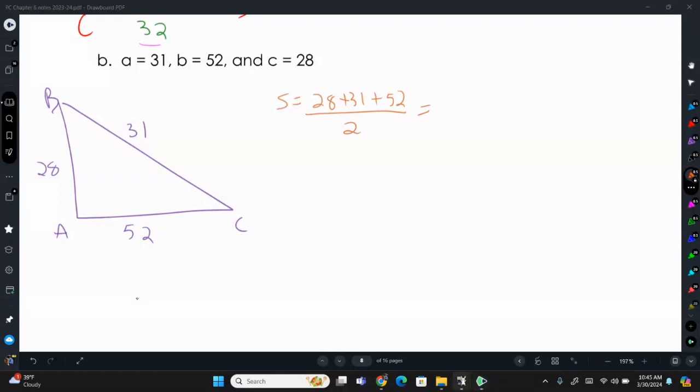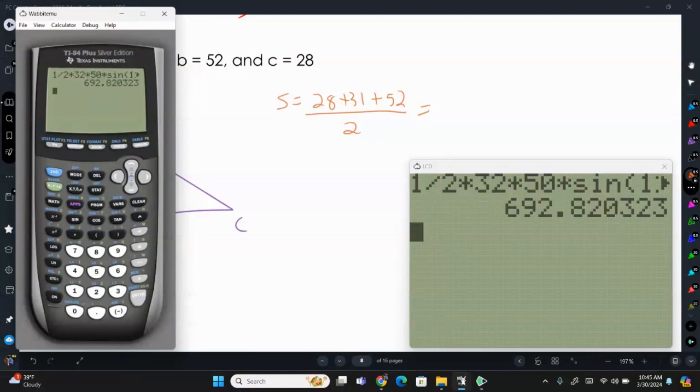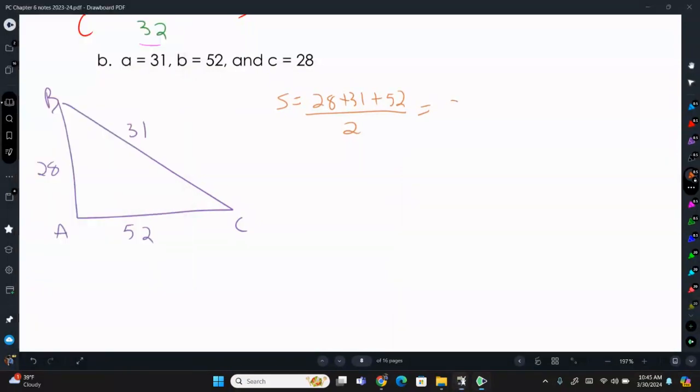Now if you're doing this in the calculator, you either need to use parentheses or the fraction button, because if you try to do 28 plus 31 plus 52 and then divide that by 2, the calculator is going to do 52 divided by 2 first and then add the other stuff. We don't want to do that. So we can add that, hit enter, and then divide by 2. We get 55.5.